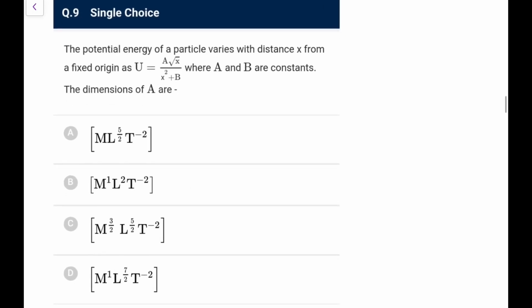Potential energy varies with distance x like this. A and B are constants. Find the dimension of A. So first of all, the dimension of B, you can make it out as L square. So what we have, A root x dimension is U into L square, that is ML2T minus 2 multiplied by L2, that is ML4T minus 2.